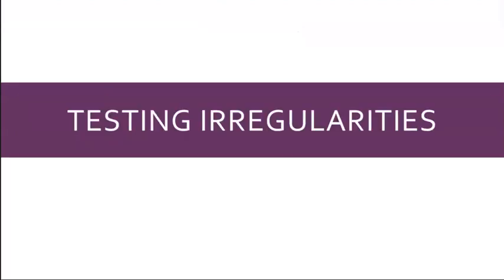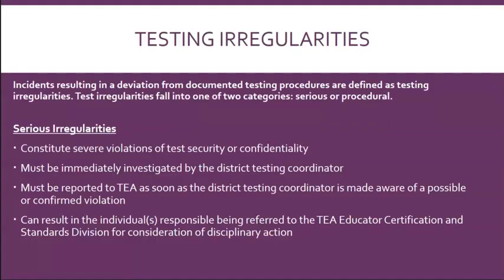Okay, so let's spend some time talking about what irregularities are and some things we can do to ensure that they don't happen for us on test day. Incidents resulting in a deviation from the documented testing procedures are defined as a testing irregularity. That is the state's definition. They fall into one of two categories: they are either considered serious or procedural. We're going to talk about serious ones first.